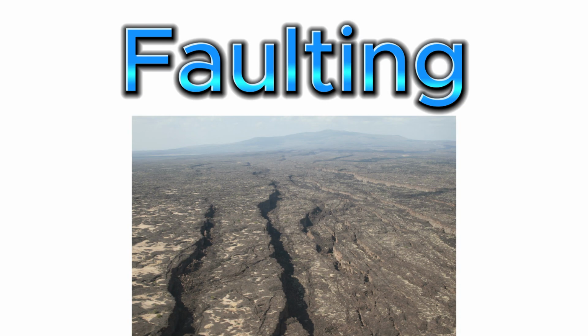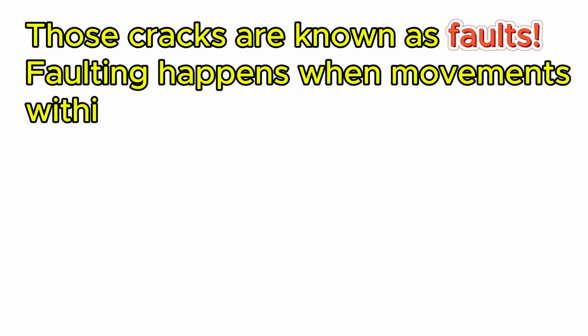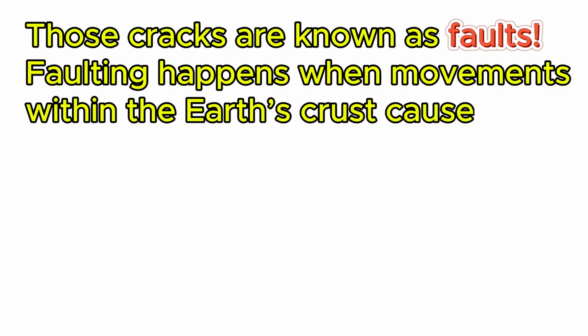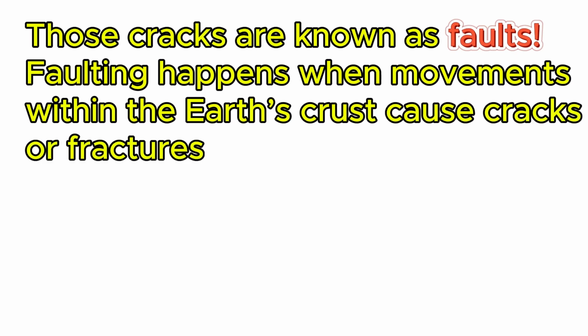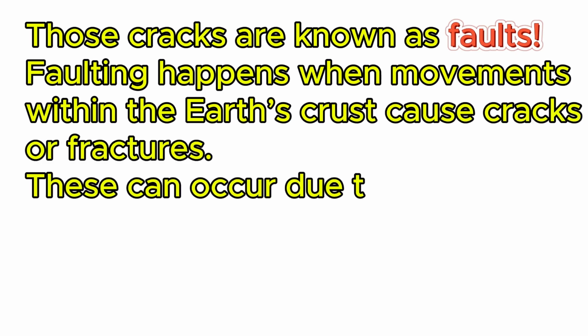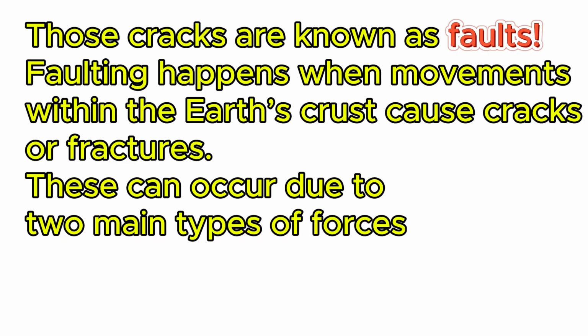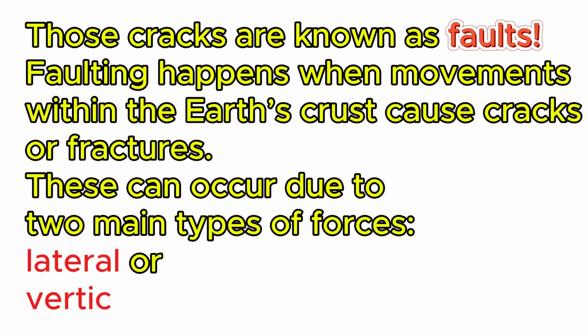Have you ever wondered why there are cracks in the Earth's surface? Well, those cracks are known as faults. Faulting happens when movements within the Earth's crust cause cracks or fractures. This can occur due to two main types of forces, lateral or vertical.